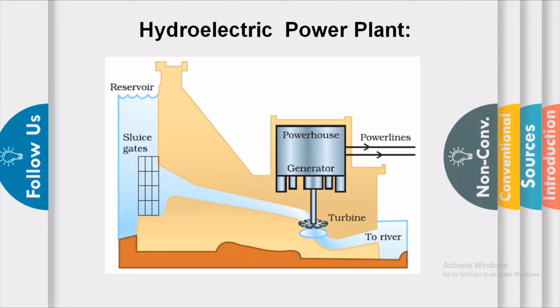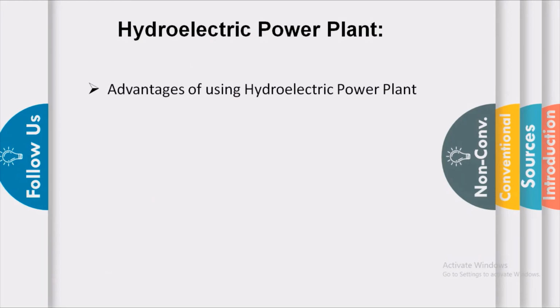Let us discuss the advantages of using a hydroelectric power plant. The first advantage is that the generation of electricity from a hydroelectric power plant does not cause any pollution. Important advantage. Then, since water in the dams will get filled by itself due to rain, it is a renewable source of energy. Also, the construction of dams helps in controlling floods and providing irrigation also. So this is also an important advantage.